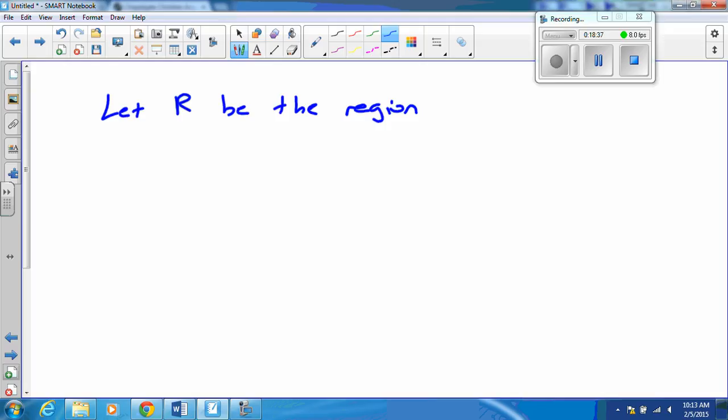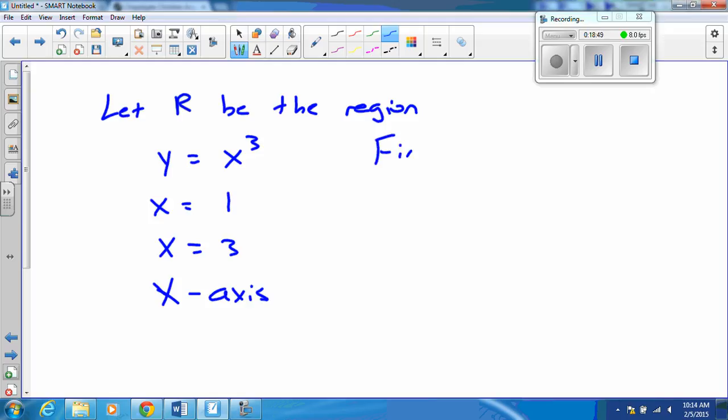Let R be the region defined by y equals x cubed, x equals 1, x equals 3, and the x-axis. Find the area of R. I need to begin with what S word? Sketch. A sketch. Exactly so. Everybody begin with a sketch. Go. Sketch R.